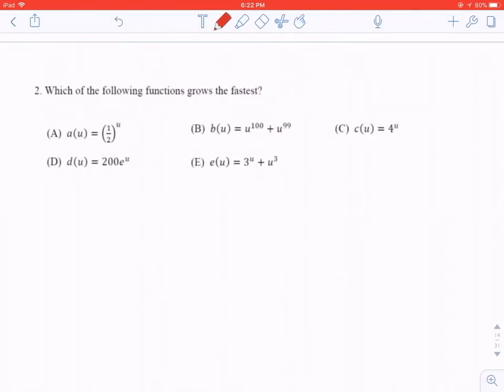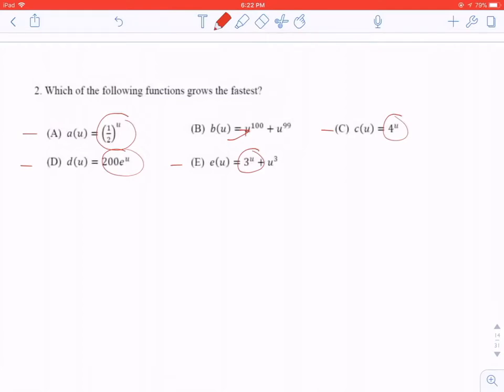Number 2. Which of these functions grows the fastest? Well, we learned in class that exponential functions grow faster than other types. Each of these are exponential functions based upon the leading terms that you see here. Leading term means the term that's going to help it grow the fastest. So all of those grow faster than u to the 100th.